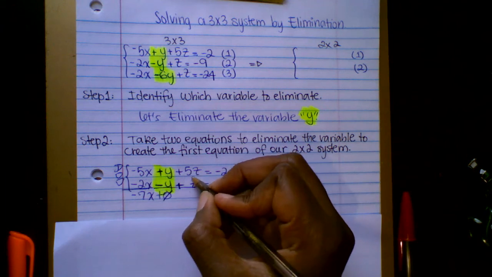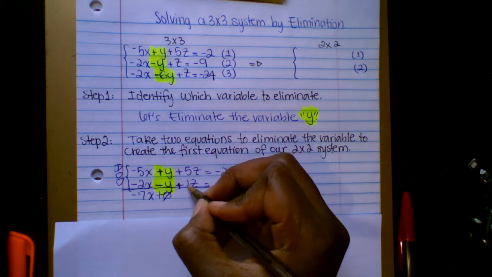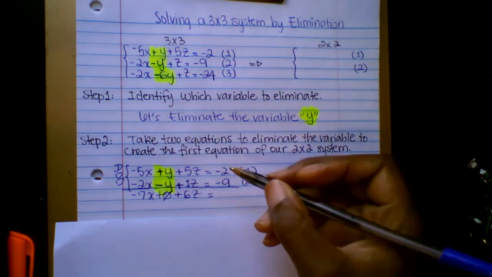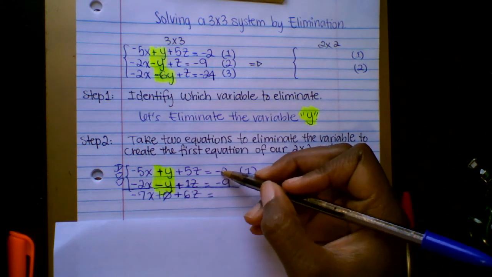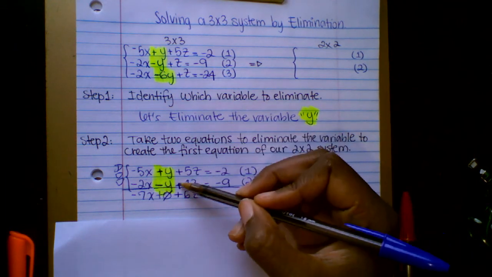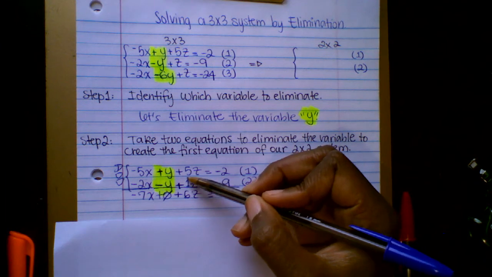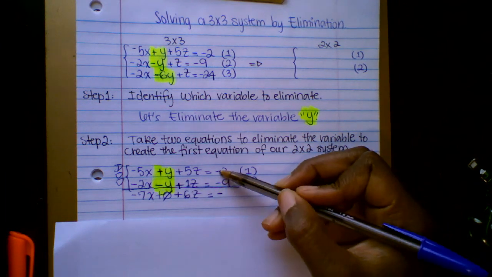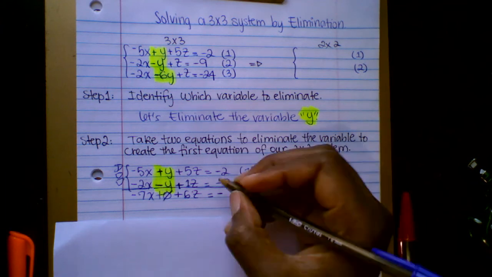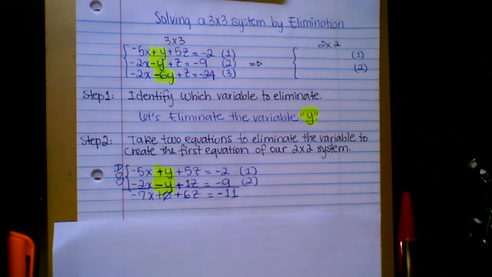And 5z plus 1z is 6z. Then, for the constants, you're adding numbers with the same sign, so we keep the sign and add the numbers. 5 plus 1 is 6. So -2 plus -9: you keep the sign and add the numbers. 2 plus 9 is 11, so the answer is -11.